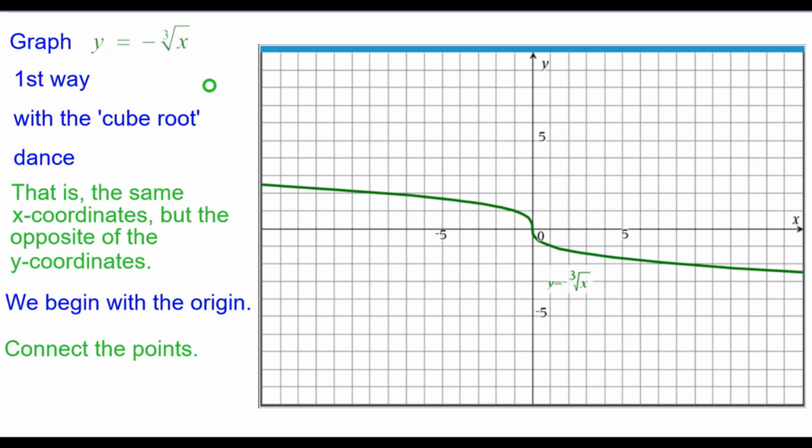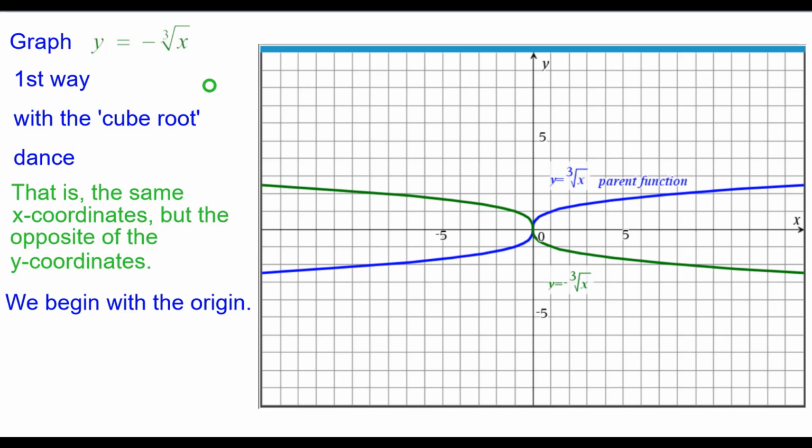It's the opposite of that. And comparing that to its parent function in blue here, you can see that the graphs are in fact reflections about the x-axis.